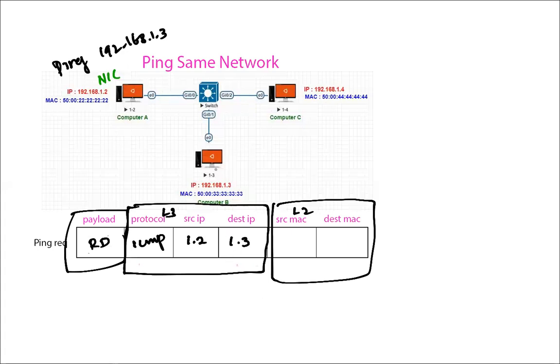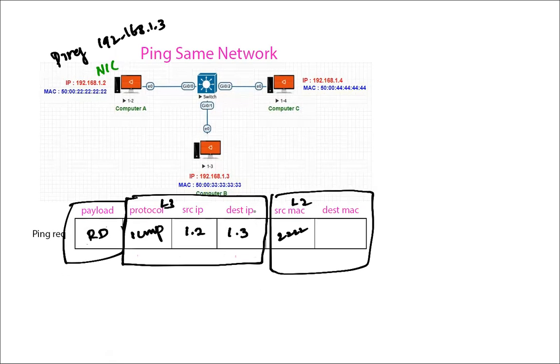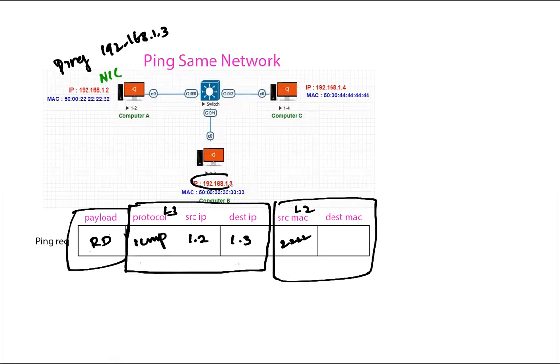Now what is the source MAC address? Because the layer 3 cover is filled, above that we have to fill the layer 2 cover. What will be the source MAC address? It's all 2, as we all know. I'm writing 5000.0000.0002, but simply saying it as all 2. What is the destination MAC address? We are trying to ping 1.3, he is the destination. So maybe most of you might guess that the destination MAC address will be all 4.